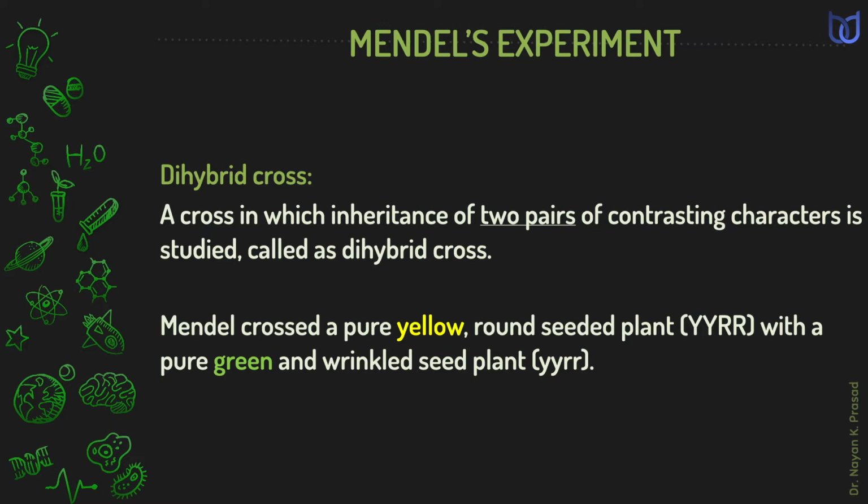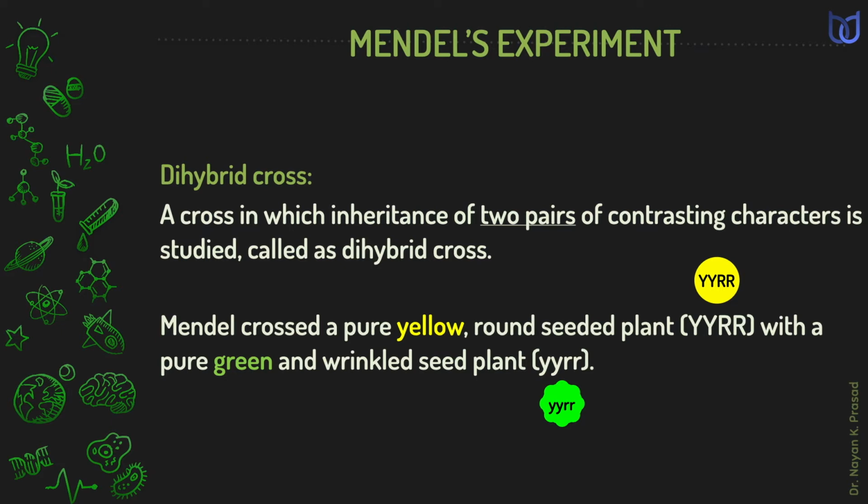Mendel selected two pure plants differing in two pairs of contrasting characters, one having yellow colored round seeds and another with green colored wrinkled seeds. Suppose the factors for yellow color are capital Y, and for round seed these are capital R. Similarly, the factors for green color are small y, and for wrinkled seeds these are small r.